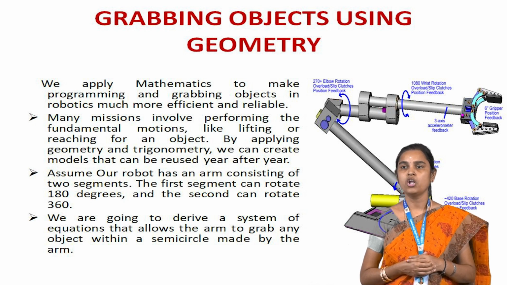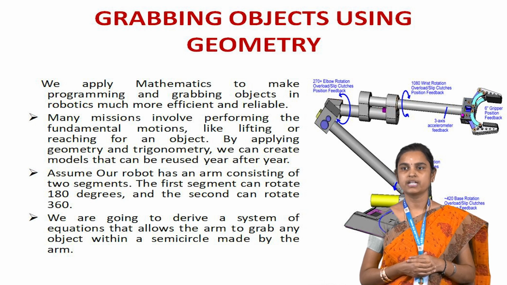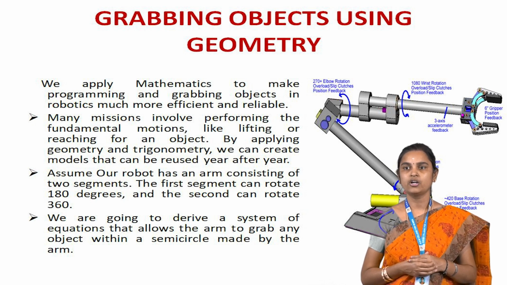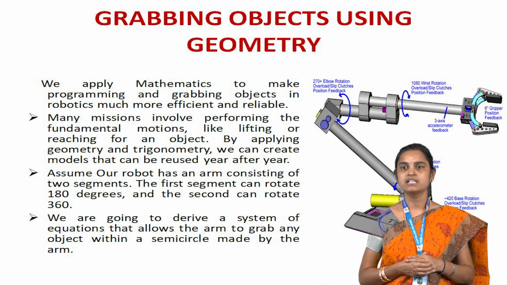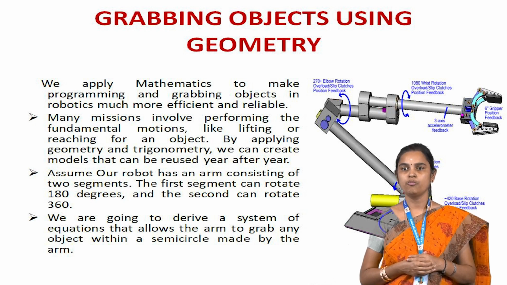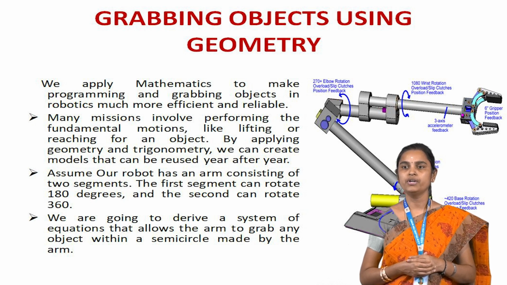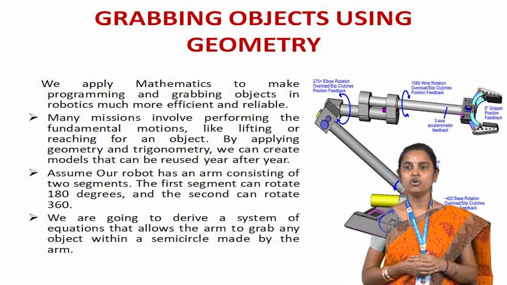Many missions involve performing fundamental motions like lifting or reaching for an object. By applying geometry and trigonometry, we can create models that can be reused year after year. Assume our robot has an arm consisting of two segments. The first segment can rotate 180 degrees and the second can rotate 360 degrees. We are going to derive a system of equations that allow the arm to grab any object within a semicircle made by the arm.